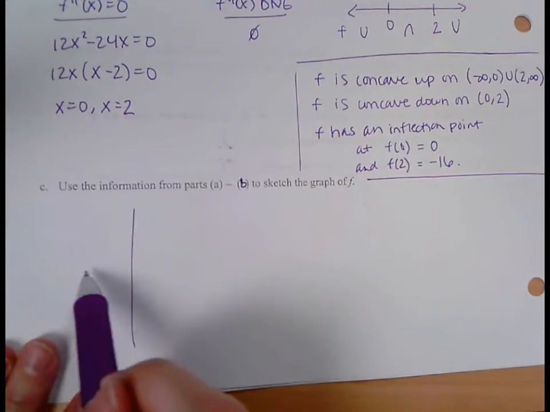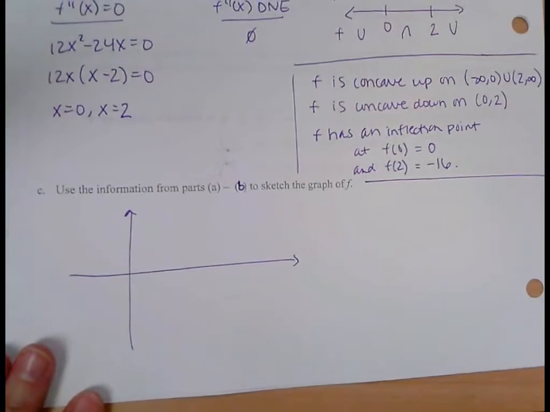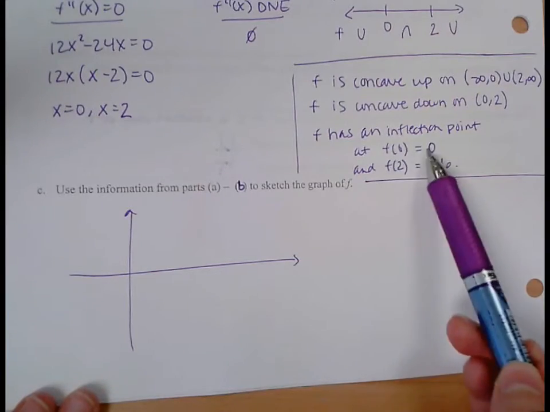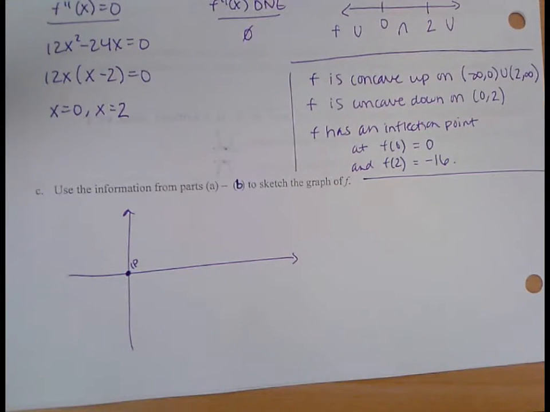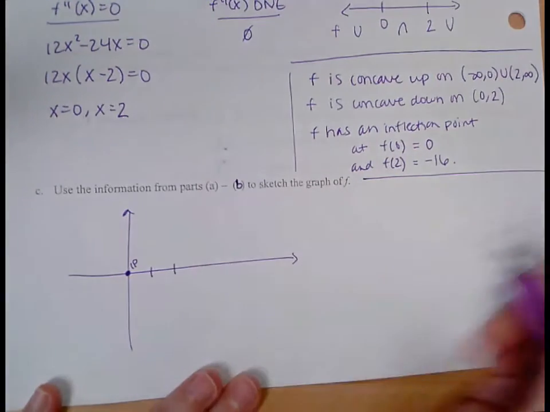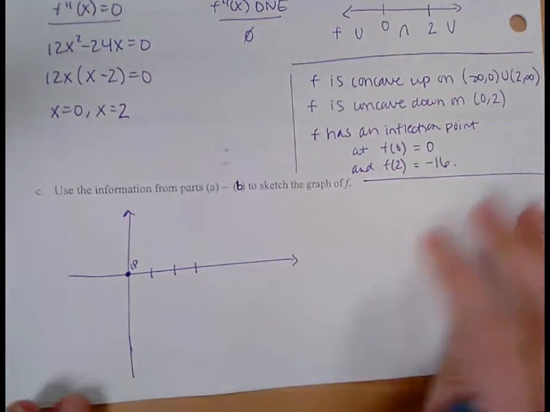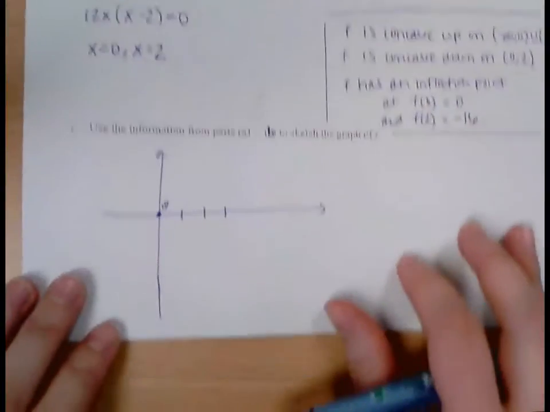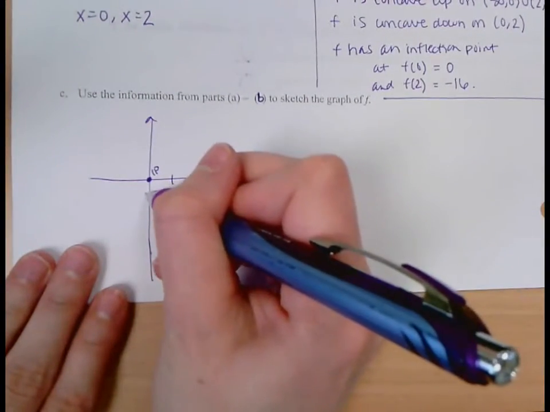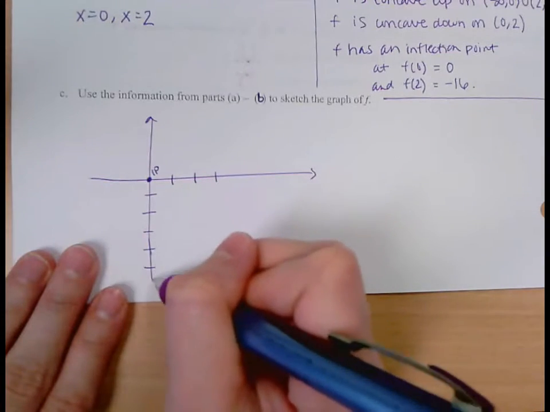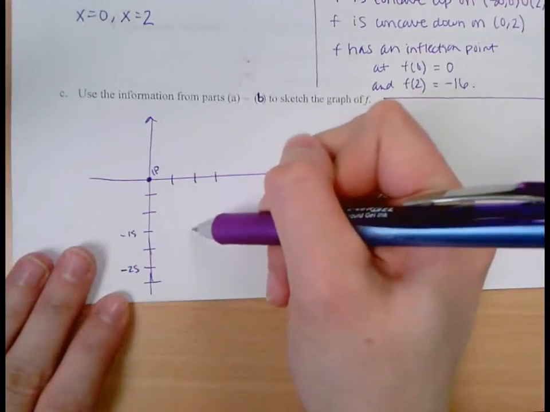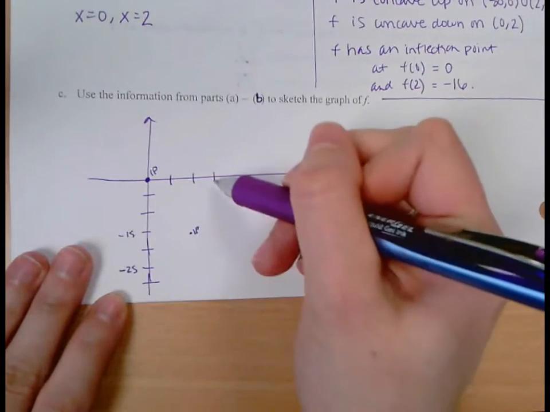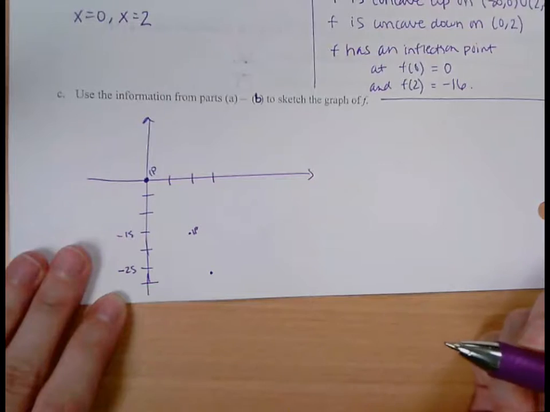So for example, I know at the point 0, 0, this is going to be an inflection point. I'm just going to put IP next to it. So when I'm sketching it, I know that's an inflection point. At 2, negative 16, I have another inflection point. And then at 3, negative 27, I have a local min. So I'm going to maybe scale my y-axis here by 5s. So this is negative 25 here. This is negative 15. So 2, negative 16, that's an inflection point. And then 3, negative 27 is a local min.